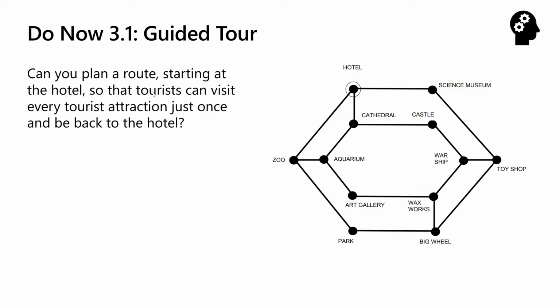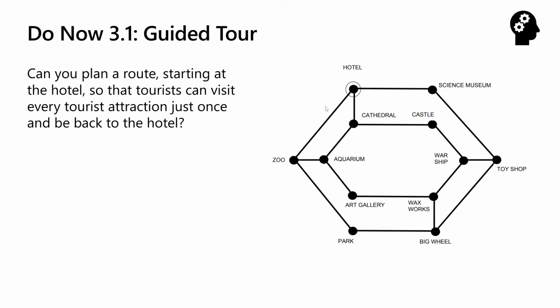Now, can you plan a route starting at the hotel so that tourists can visit every tourist attraction just once and be back at the hotel? Here, the problem is you can visit each of the tourist attractions only once, and you should not miss anything. And you should start at the hotel and get back to the hotel at the end of the tour.